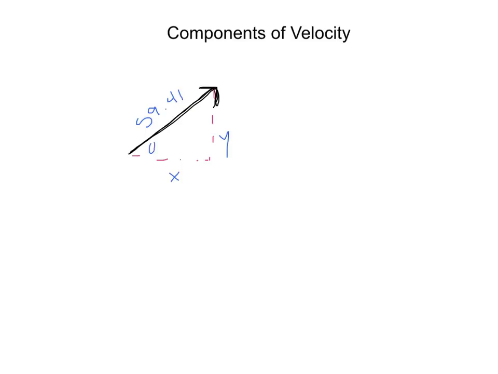If we knew angle theta, then we could use cosine and sine in order to find the two components of the velocity. So if we were going to talk about the x component of velocity, the x component of velocity is the total velocity overall times the cosine of angle theta. The y component of the velocity is the total velocity times the sine of angle theta.